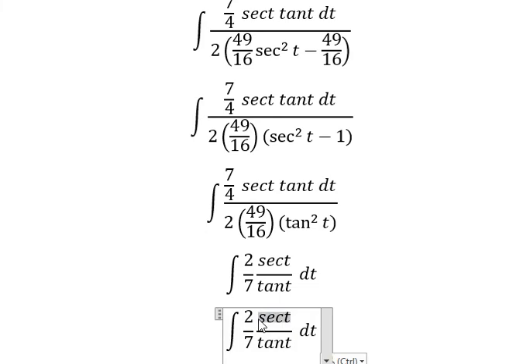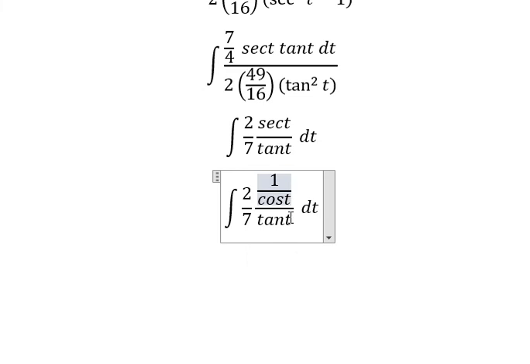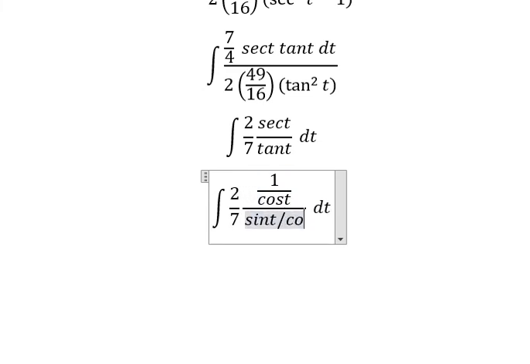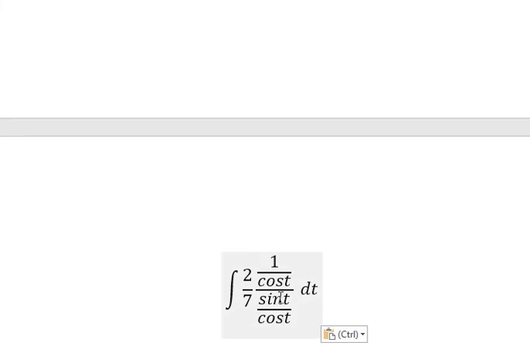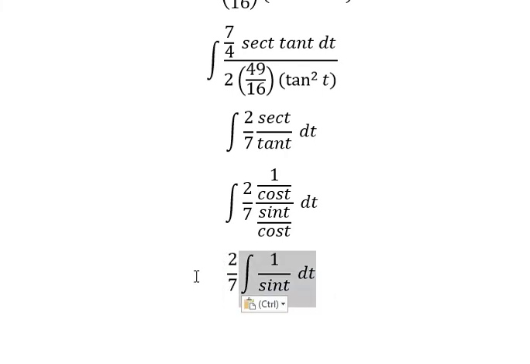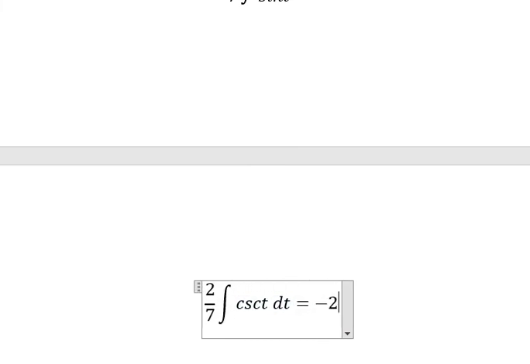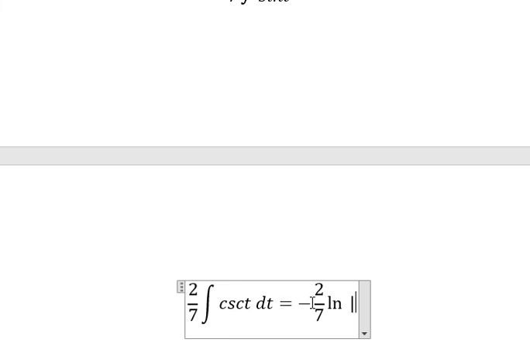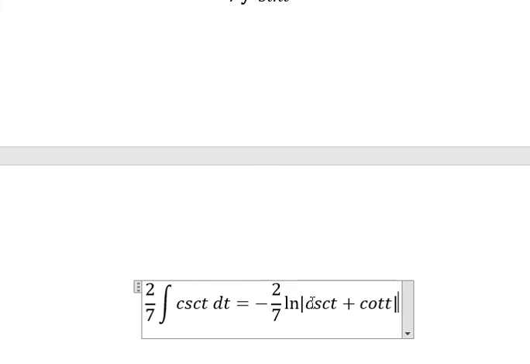Secant of t is 1 over cosine t. Tan t is sine t over cosine t. So cosine t and cosine t we simplify, and this one we change for cosecant of t. The integration of this one you get negative ln of the absolute value of cosecant of t plus cotan t, and we put plus c.